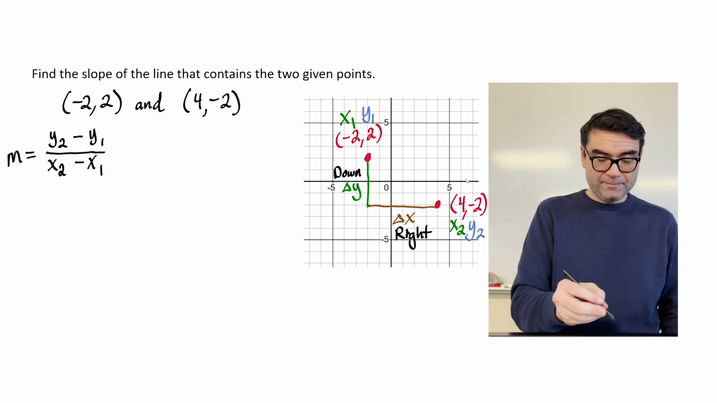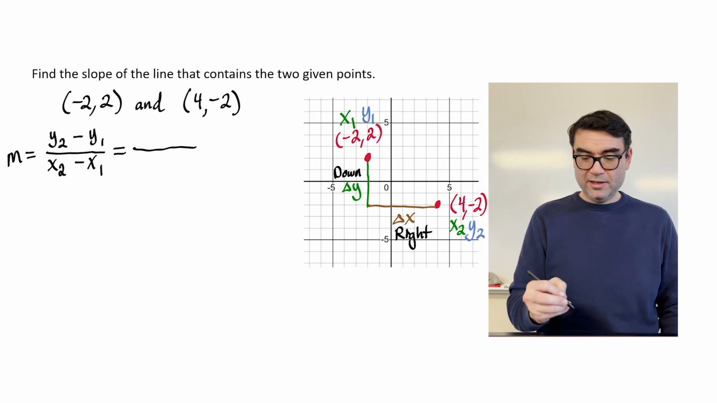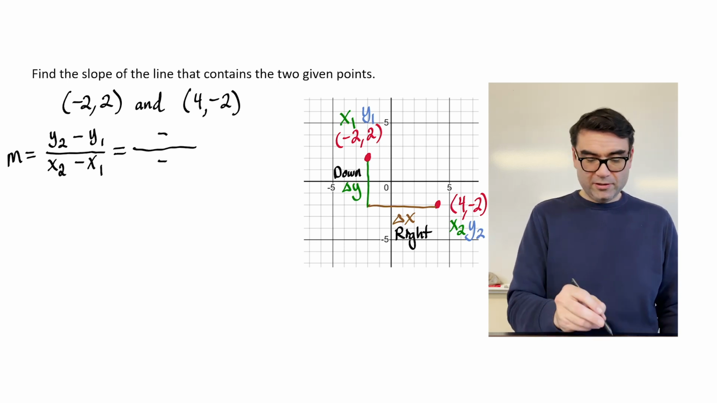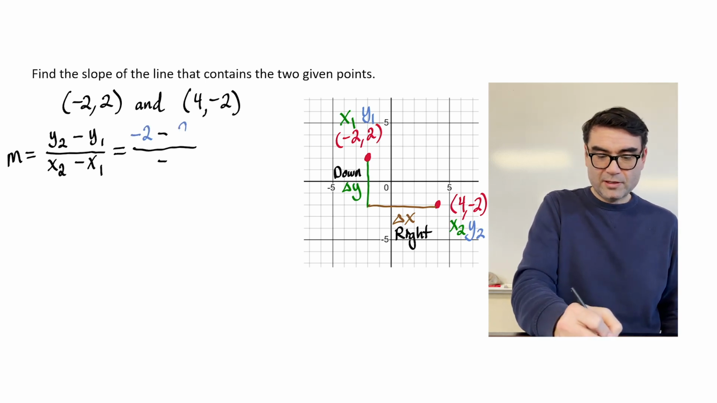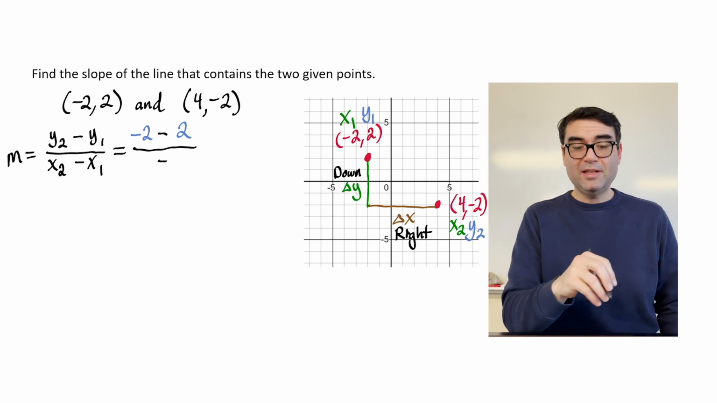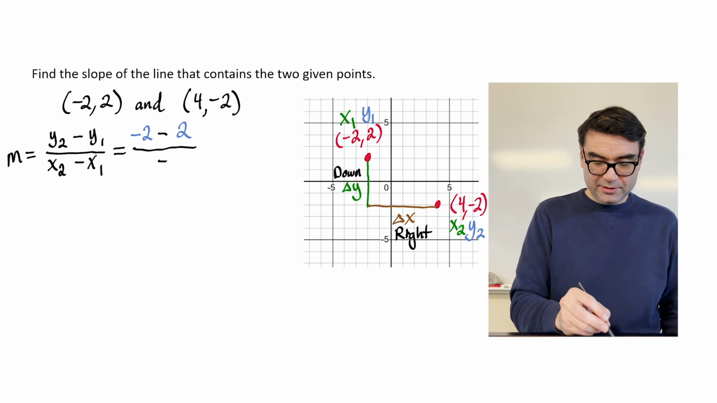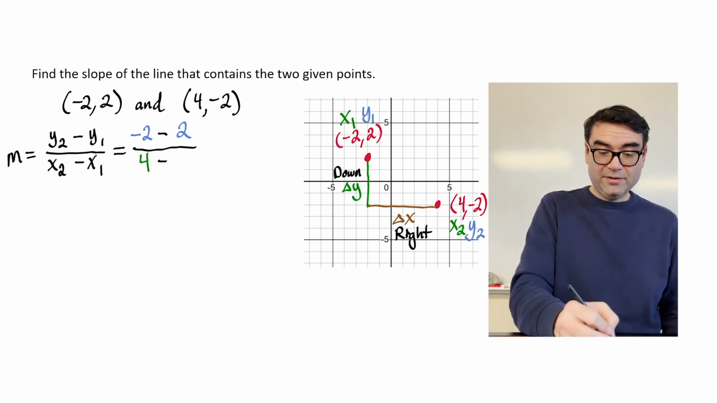So using this formula and color coding as I go, let me see if I can make this all look nice and organized for you. So y2 minus y1 would be -2 minus 2. Just like that, right? I have my minuses from the formula. So a -2 minus 2. And then my x2 is a 4, so 4 minus a -2.